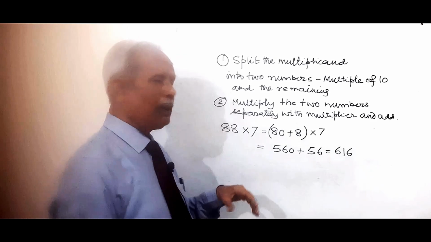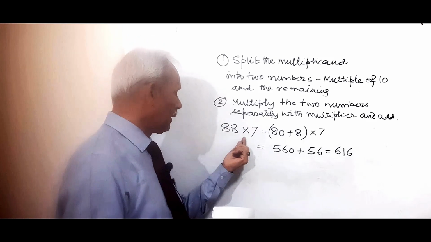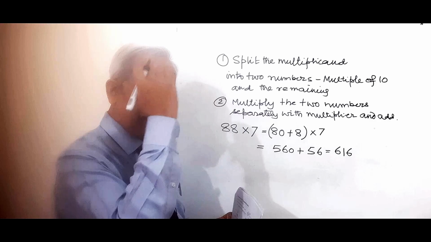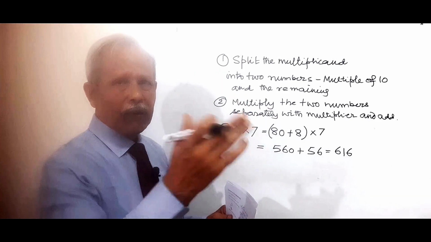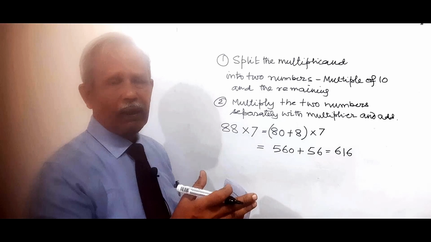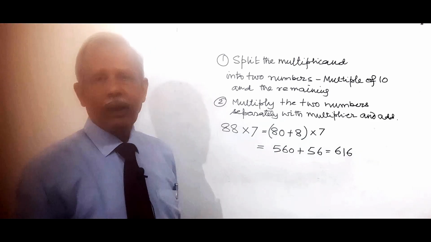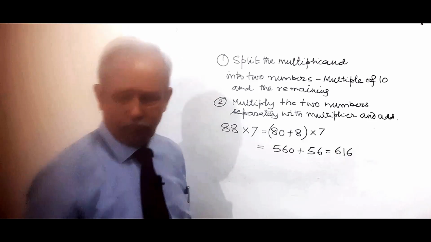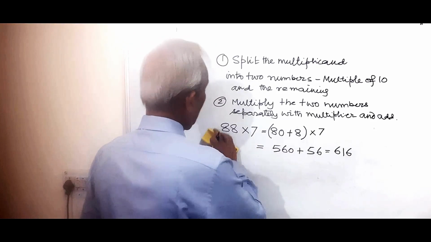Now this can be done mentally even. Whenever there is a number given like this, 88 into 7, you can mentally divide it in your mind. 80 plus 8. 80 into 7 is 560. 8 into 7 is 56. 560 plus 56 is 616. You can very well say without writing anything. Right? Now let me show you few more examples.